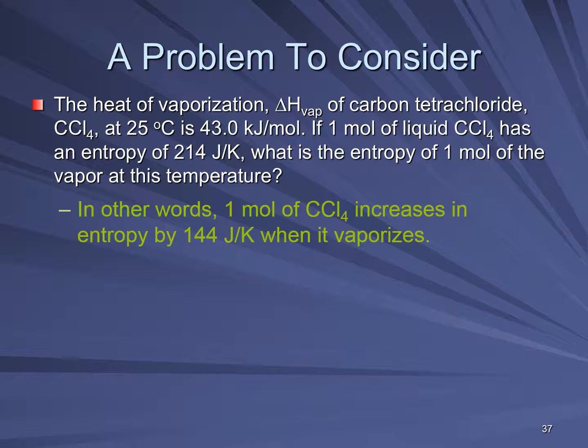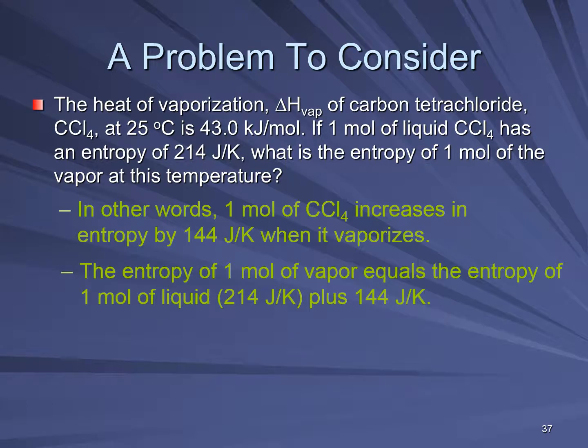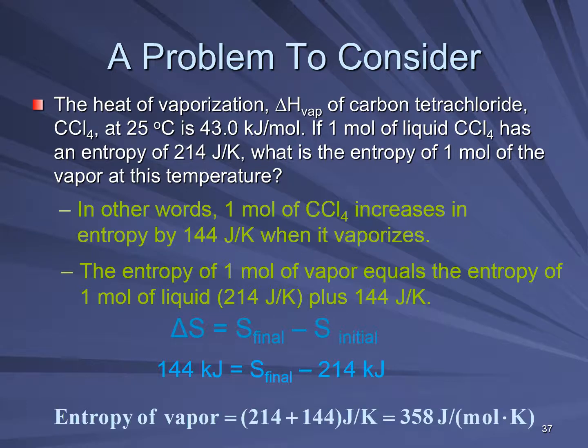That's the entropy change. In other words, 1 mole of carbon tetrachloride will increase in entropy by 144 joules per Kelvin when it vaporizes. So if the entropy of the liquid is 214, then the mole of vapor will have to add 144 to it. In other words, delta S is equal to S final minus S initial. The S initial is 214. The delta S is 144. So our S final will be 358 joules per Kelvin for 1 mole of carbon tetrachloride.